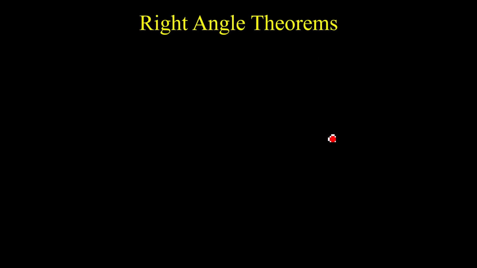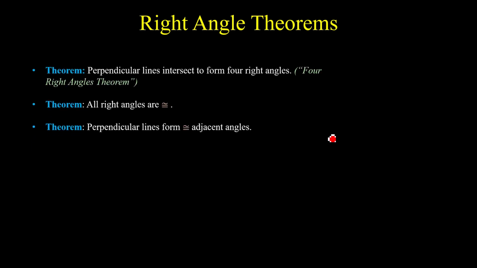All right, so here's the first of our theorems, the first three of the theorems, and there's a diagram that goes with this. The first theorem says perpendicular lines intersect to form four right angles. I call this affectionately the four right angles theorem. If you have two perpendicular lines, like line L and line M over here, they intersect to form four right angles. Here's 1, here's 2, here's 3, and here's 4.